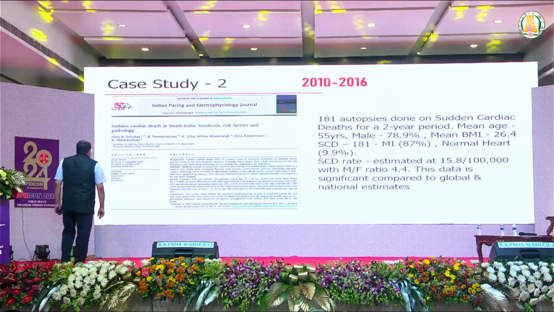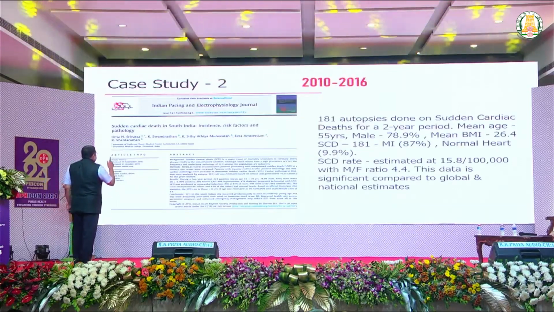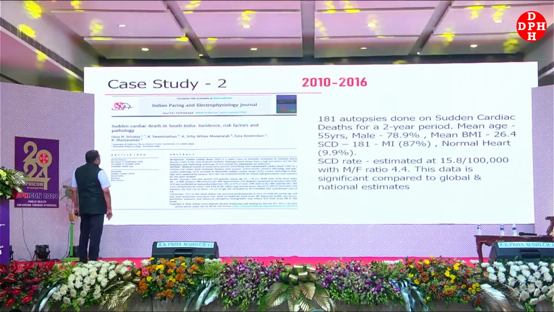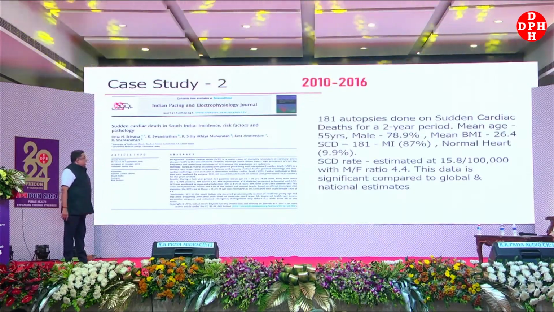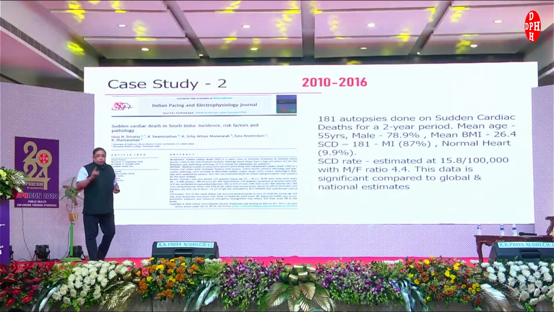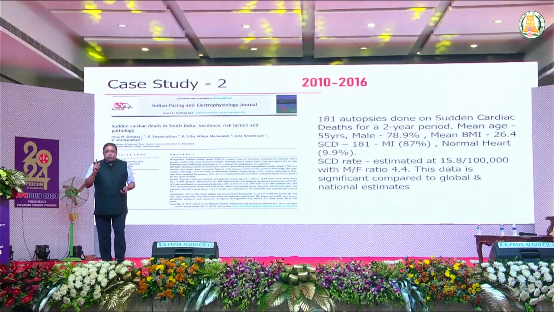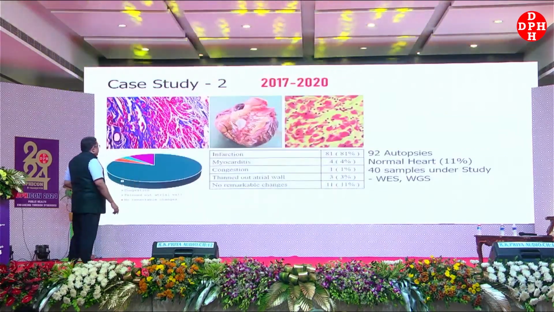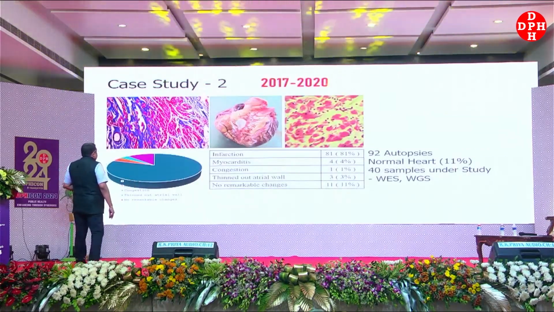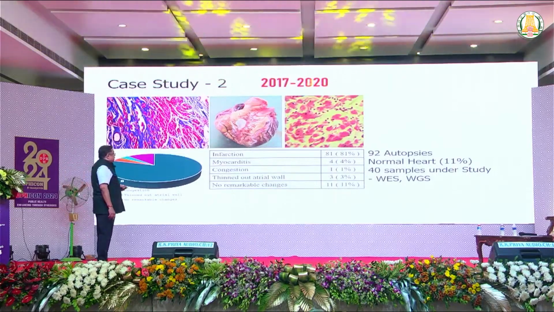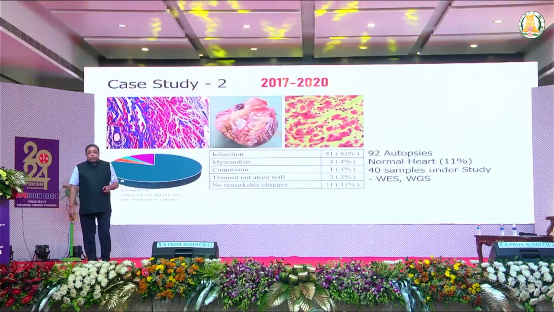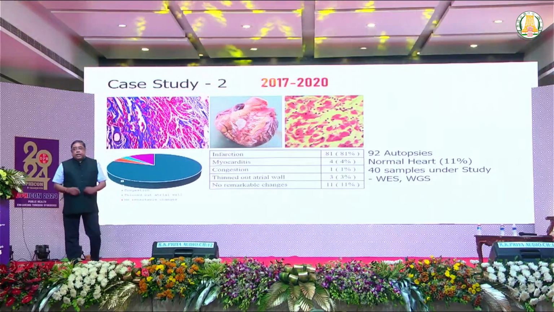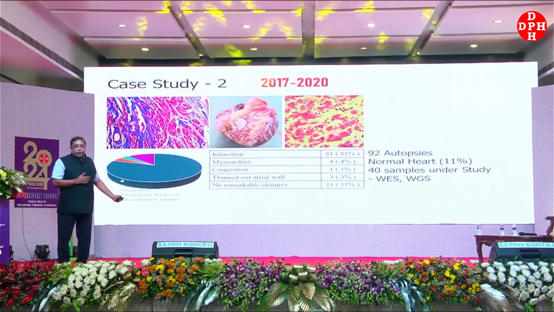We went in search of these patients and we did 181 autopsies between 2010 and 2016, and very interestingly, 9.9% of the hearts in autopsy were normal in those dead people. And we continued the study between 2017 and 2020. Of 92 autopsies we did, 11% of the hearts were normal. And a genetic analysis for these patients is ongoing.